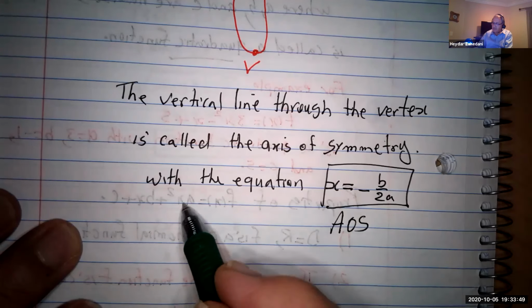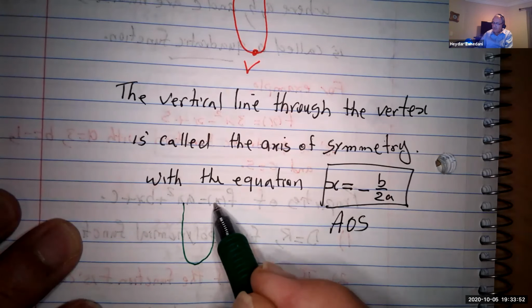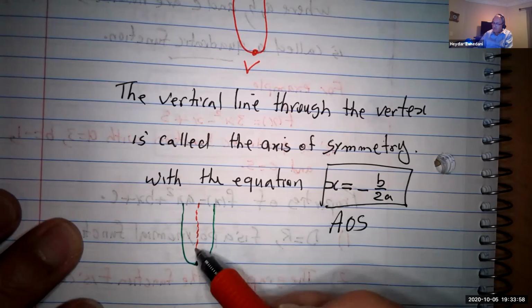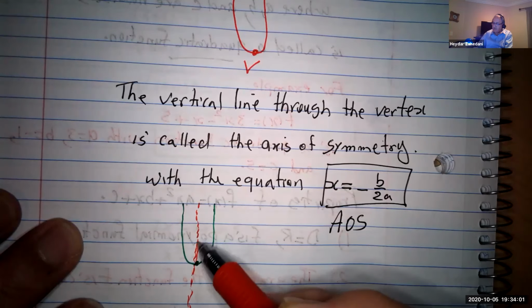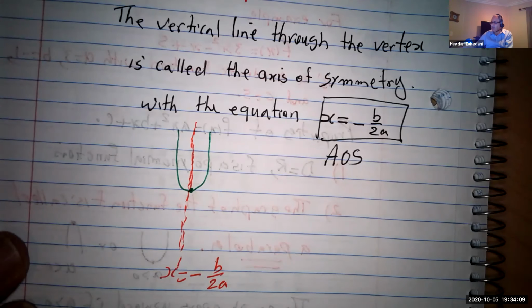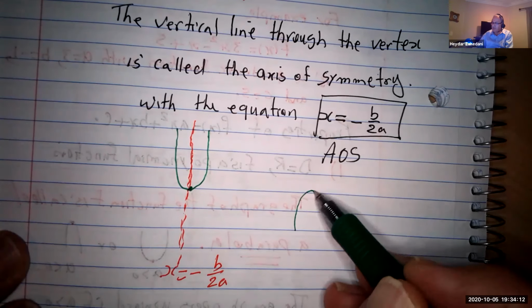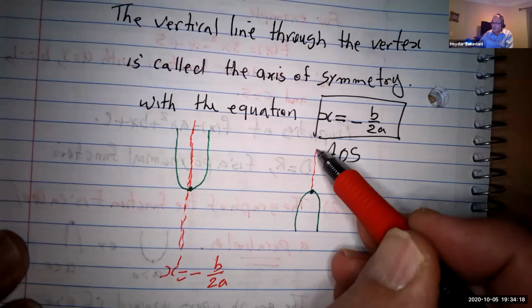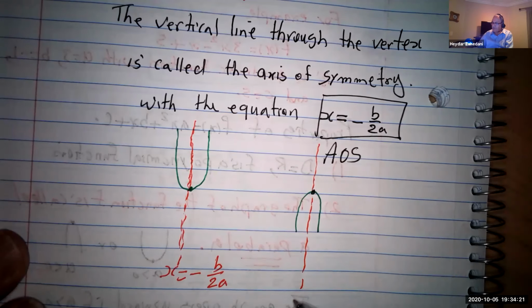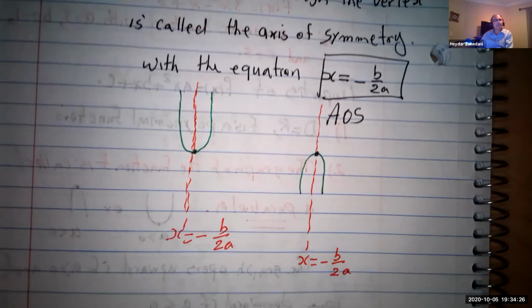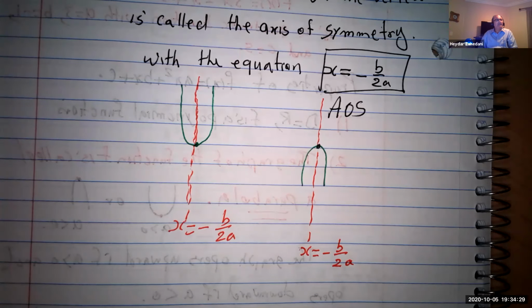So this is it. If this is going to be the parabola, the axis of symmetry is the mirror. The equation of this line is x equal to negative b over 2a, or the other way around, it doesn't matter. It is going to be the same thing, mirror here. So x equal to negative b over 2a. We got the vertex and we got the axis of symmetry.